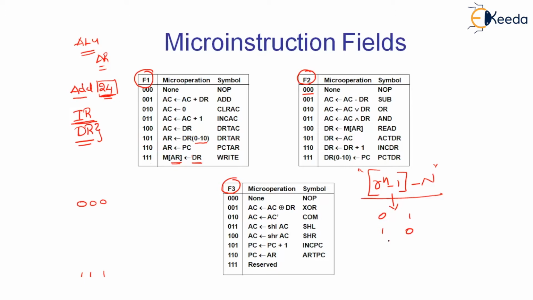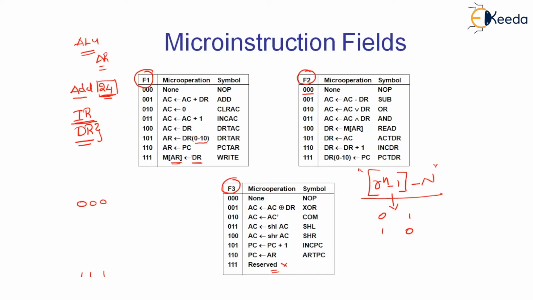If it is 011, a shift left operation will be performed on the contents of the accumulator. If it is 100, a shift right operation will be performed on the contents of the accumulator. If it is 101, the contents of the program counter will get incremented. If it is 110, address register contents will get transferred to the program counter. If it is 111, no operation, but it is reserved.